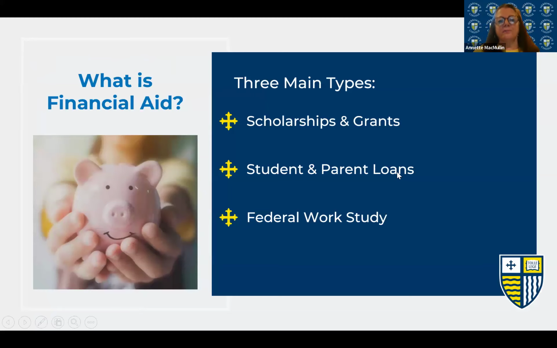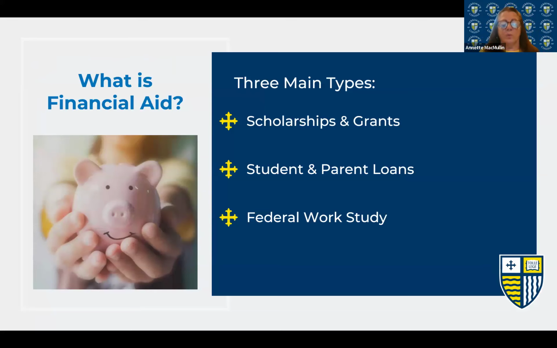There are 3 main types of financial aid: the scholarships and grants. Scholarships and grants are wonderful because they don't have to be paid back, right? So you get that and it's free money. So anytime you can get a scholarship or a grant, that's awesome. Student and parent loans are available. You do have to borrow, and once you enter into borrowing, you do have to repay those.